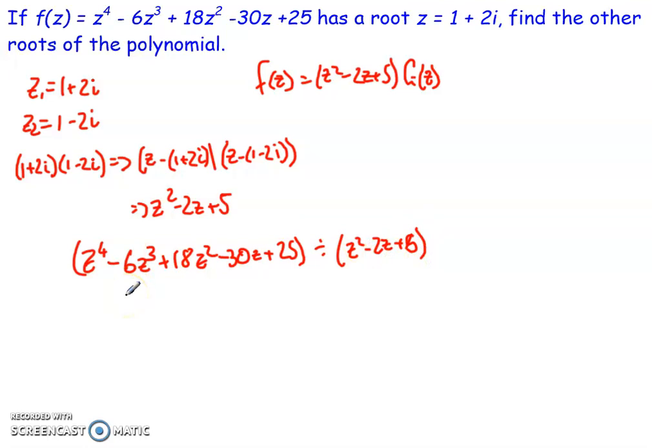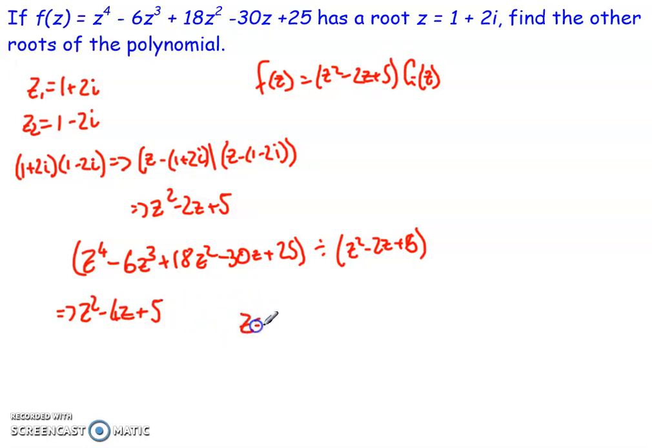Now I'm going to leave you to work through the steps of that, and what I'm going to tell you is that the solution we get is z squared minus 4z plus 5. And again, the check is that right at the end there should be a remainder of 0. So the complementary real factor is given by this, and in order to solve this we use our quadratic formula.